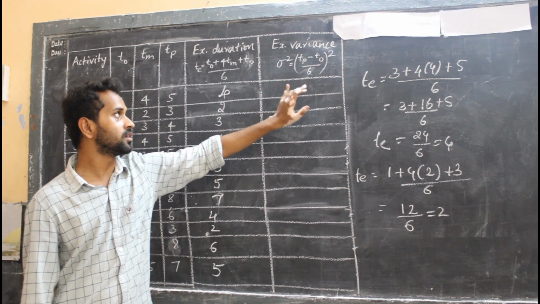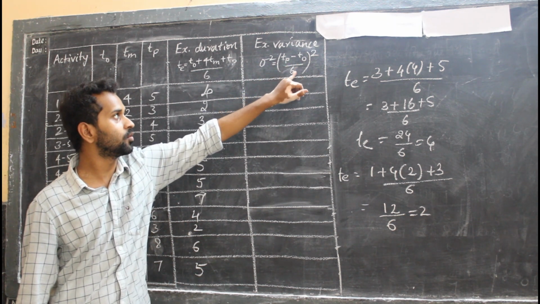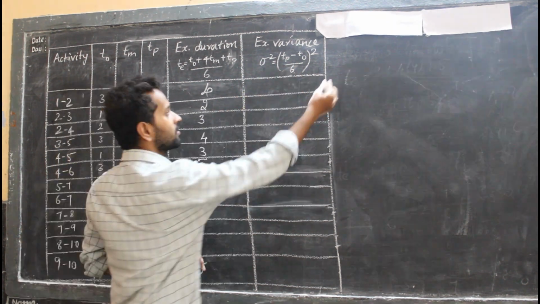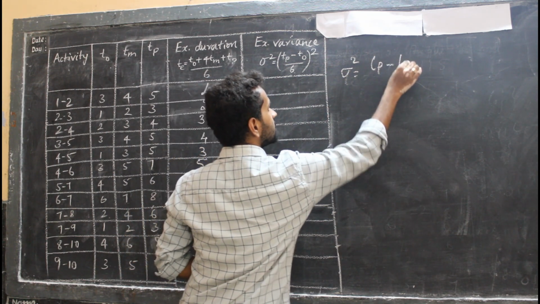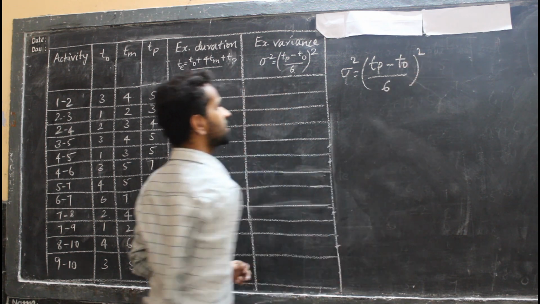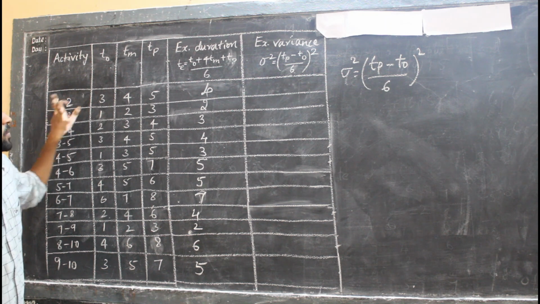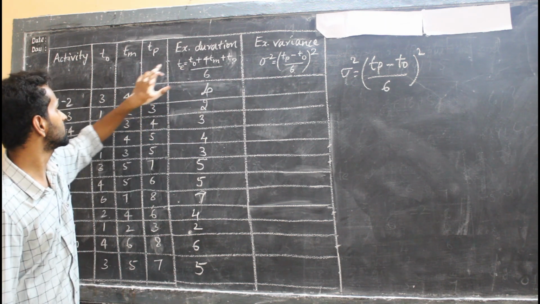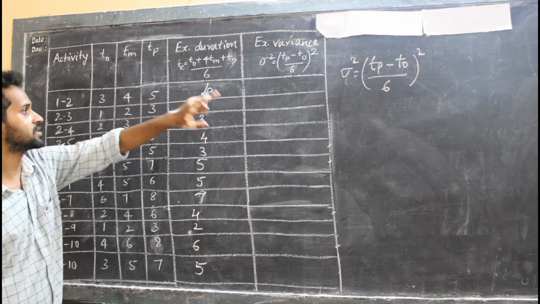Now sigma square, the expected variance for each and every activity. What do we have to do? Again we have a formula: sigma square equals Tp minus T0, divided by 6, whole square. For each and every activity you find that. For activity 1 to 2, let me consider Tp minus T0. Tp here is 5, minus T0 3, divided by 6.